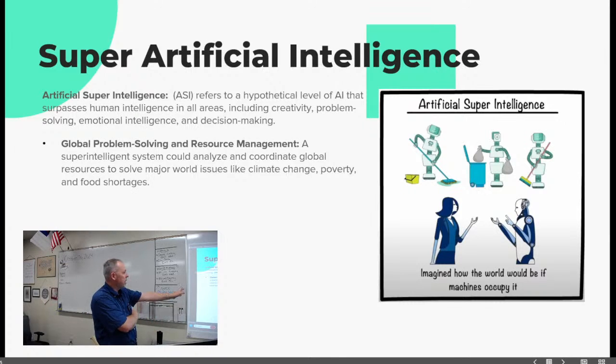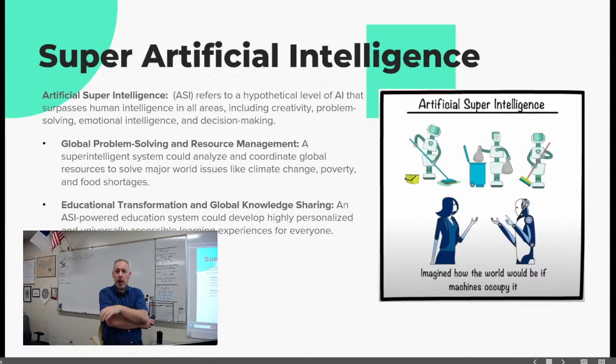So again, going into the super intelligent systems that could analyze and coordinate global resources to solve major world problems, climate change, poverty, food shortages. Again, I'm not saying I'm either for or against any of this. These are all speculative. These are all hypothetical. Educational transformation and global knowledge sharing. An ASI-powered education system could develop highly personalized and universally accessible learning experiences for everyone. The key word here I keep hearing is universally. Universally for everyone. It's a great thing. It's a great term.